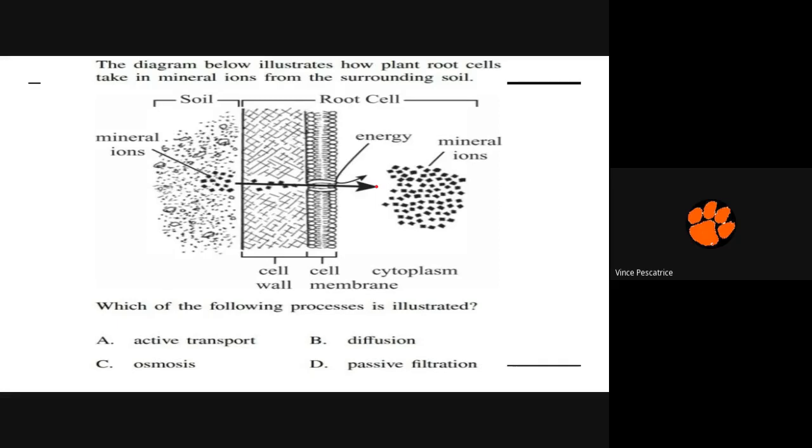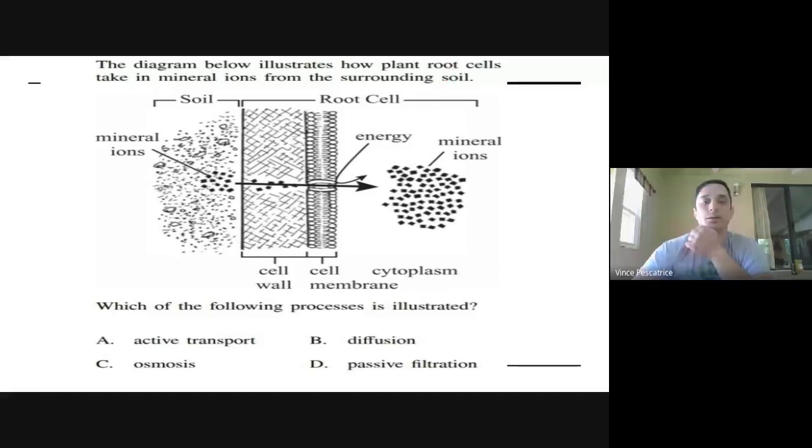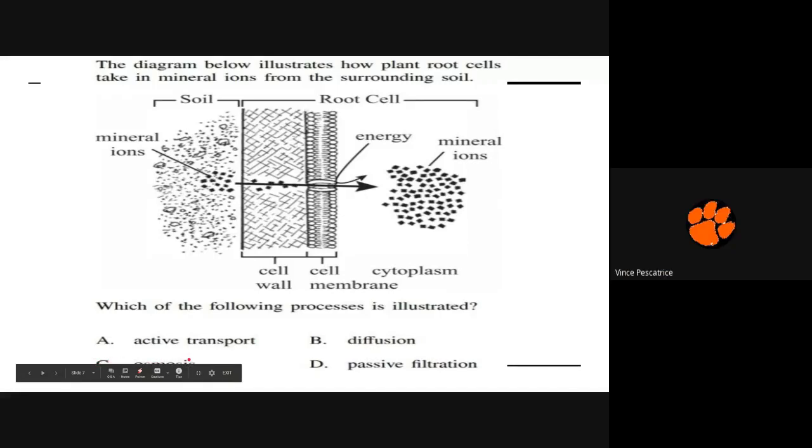So looking through these answers, you have active transport, diffusion, osmosis, and passive transport. Those four things are different things we've talked about. So you can eliminate C, because osmosis only deals with water. Only water is osmosis. We're talking about minerals. That's not water. So it's not C.